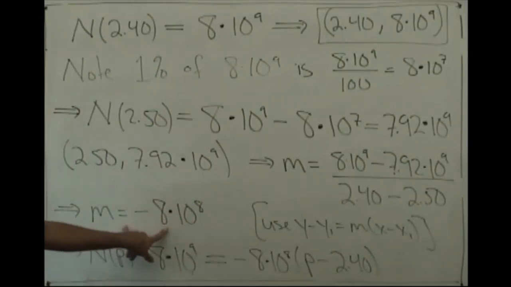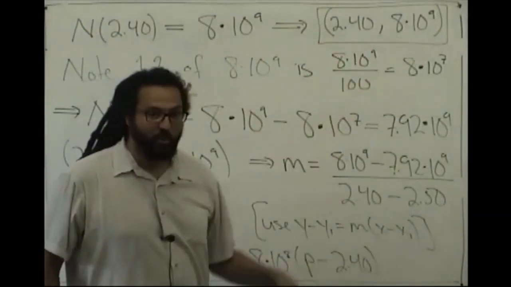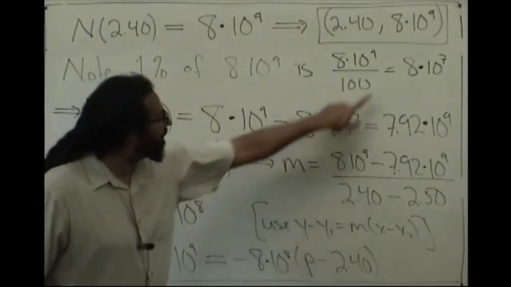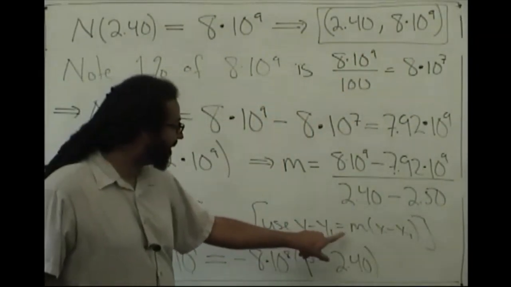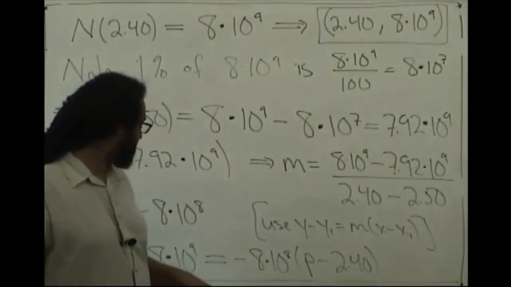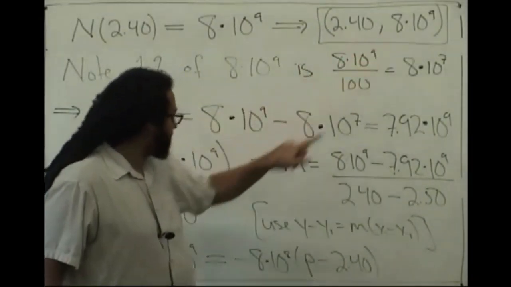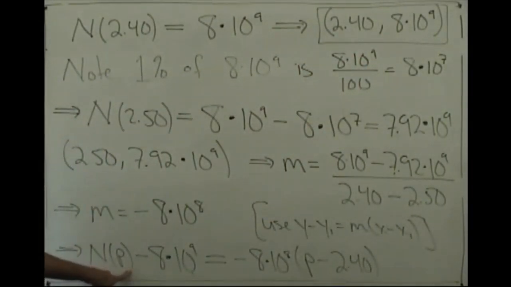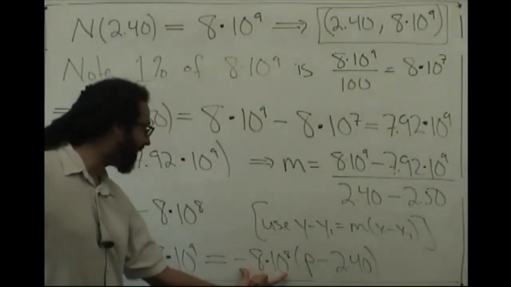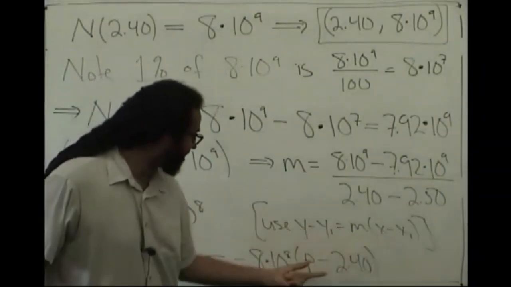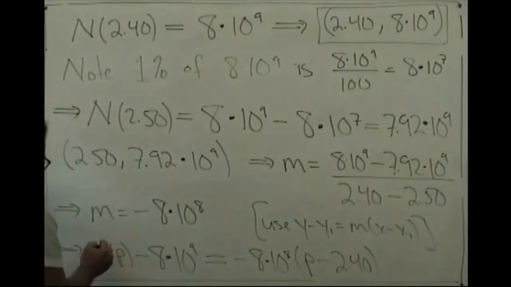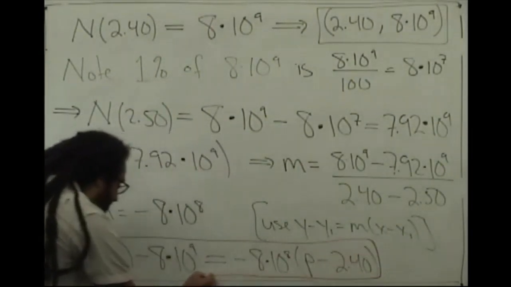And so once we have a slope and we have 2 points, we can write down the equation of the line using this old point-slope form. So y minus one of these y coordinates, it doesn't matter which one, is equal to the slope m times x minus one of these x coordinates. So I'm going to use this one. So I've got my y, which is N of P, minus the y coordinate, is equal to the slope, negative 8 times 10 to the 8th, times P minus the x coordinate, so P minus 240. So here's an expression of the demand curve.